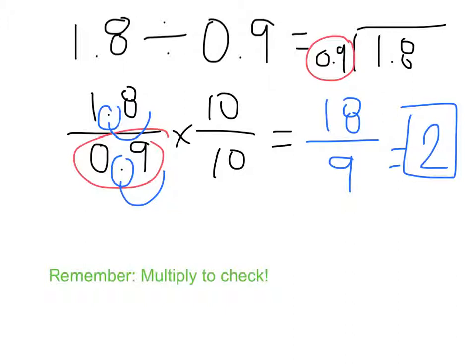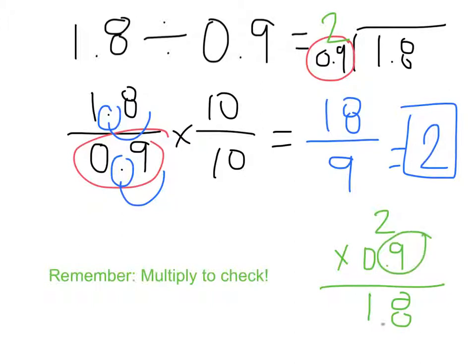What do we need to do? Check your work. Okay, so we know that 1.8 divided by 0.9 is 2, so what can we multiply to check? Vienna? 9 times 2? It's 0.9, right? Careful, 0.9 times 2. What is 9 times 2? 18. How many numbers do we need after the decimal point? 1. Good. Is our answer the one we wanted? Good.